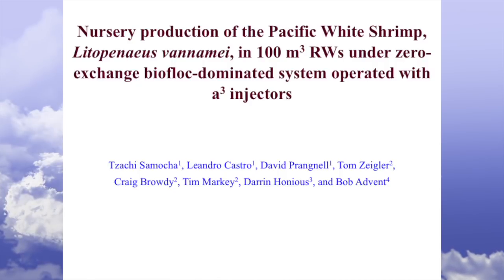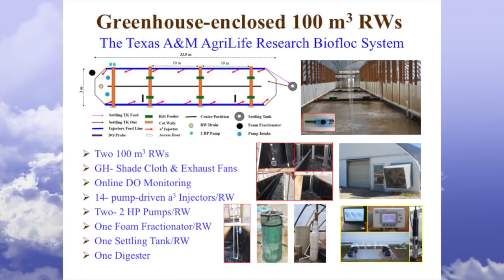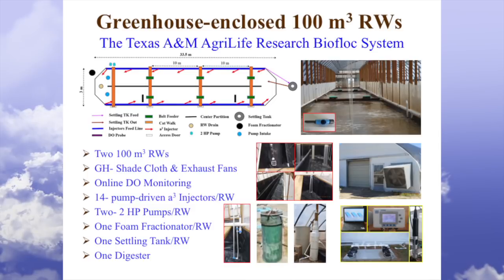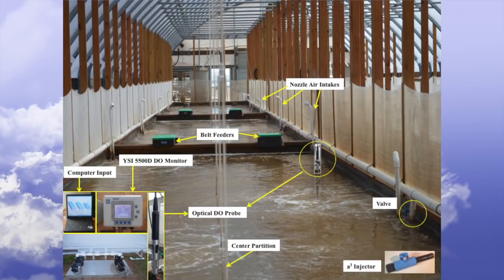So, nursery production of Pacific white shrimp in a 100 cubic meter raceway. Basically, we took the post-larvae and stocked them directly into the tank. This is the tank, 100 cubic meters, with its different components. We won't go through it, but basically it is operated with an injector, an A3 injector. And here you can look at how it looks in real life.